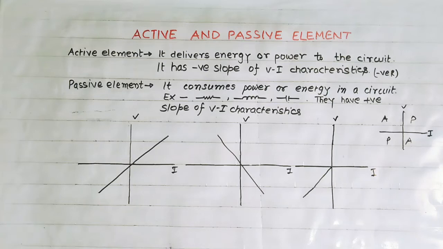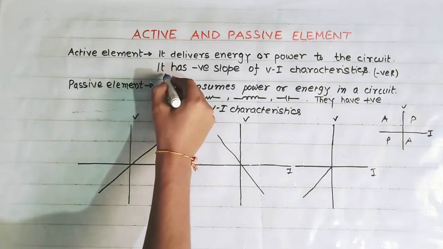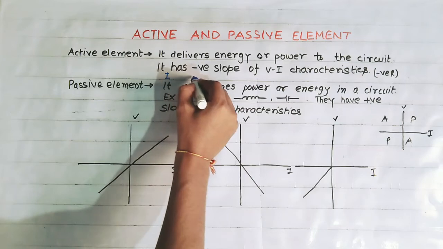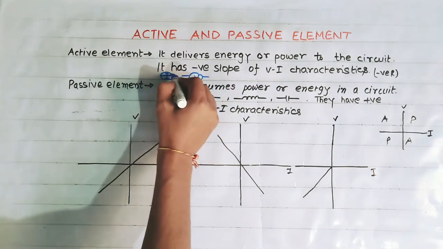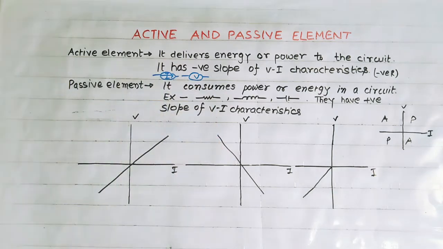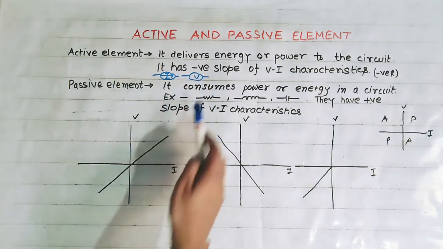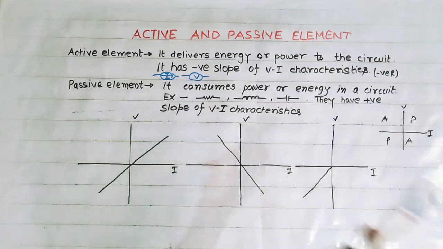Now, what are the examples of active elements? That is current and voltage sources. Okay, so current and voltage sources are the examples of active elements. These active elements have a negative slope of V-I characteristic and negative resistance, while a passive element consumes power or energy in a circuit. Examples of passive elements are resistor, inductor and capacitor. They have a positive slope of V-I characteristic.